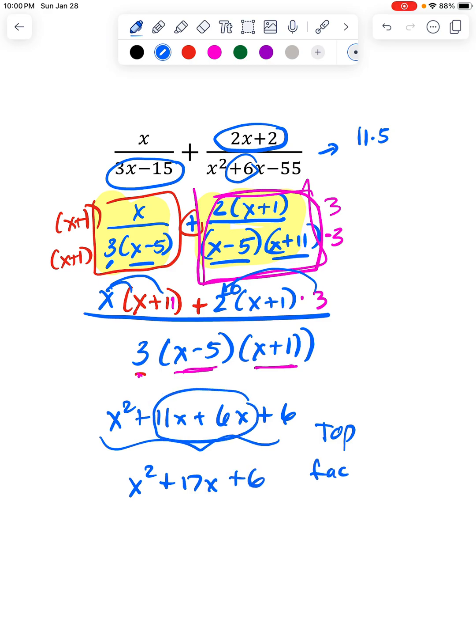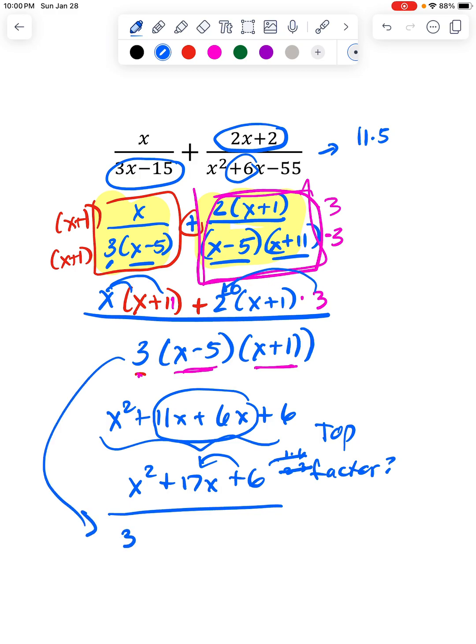And then I'm looking to see if this will factor anymore. And I would need 6, which is 1 and 6, or 2 and 3, in a way that adds up to 17, but neither of these does. So that does not factor. And I just bring down my common denominator.